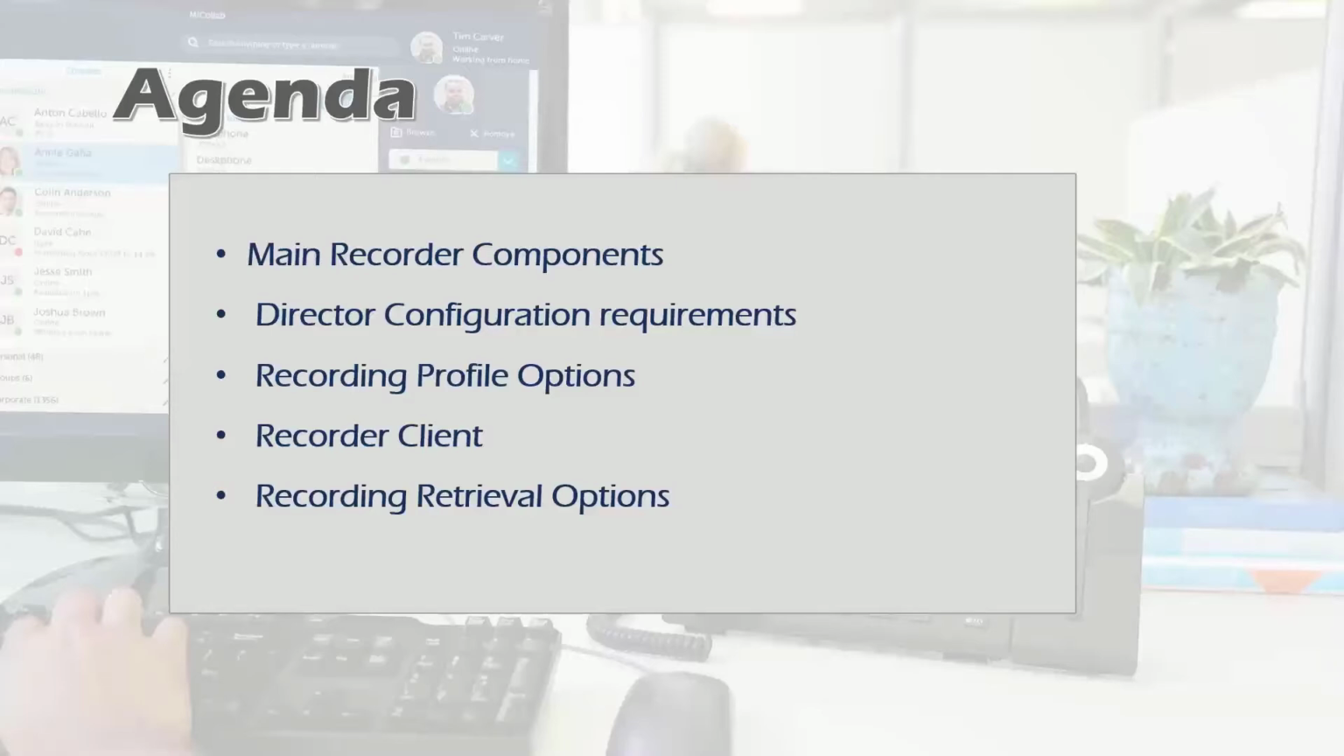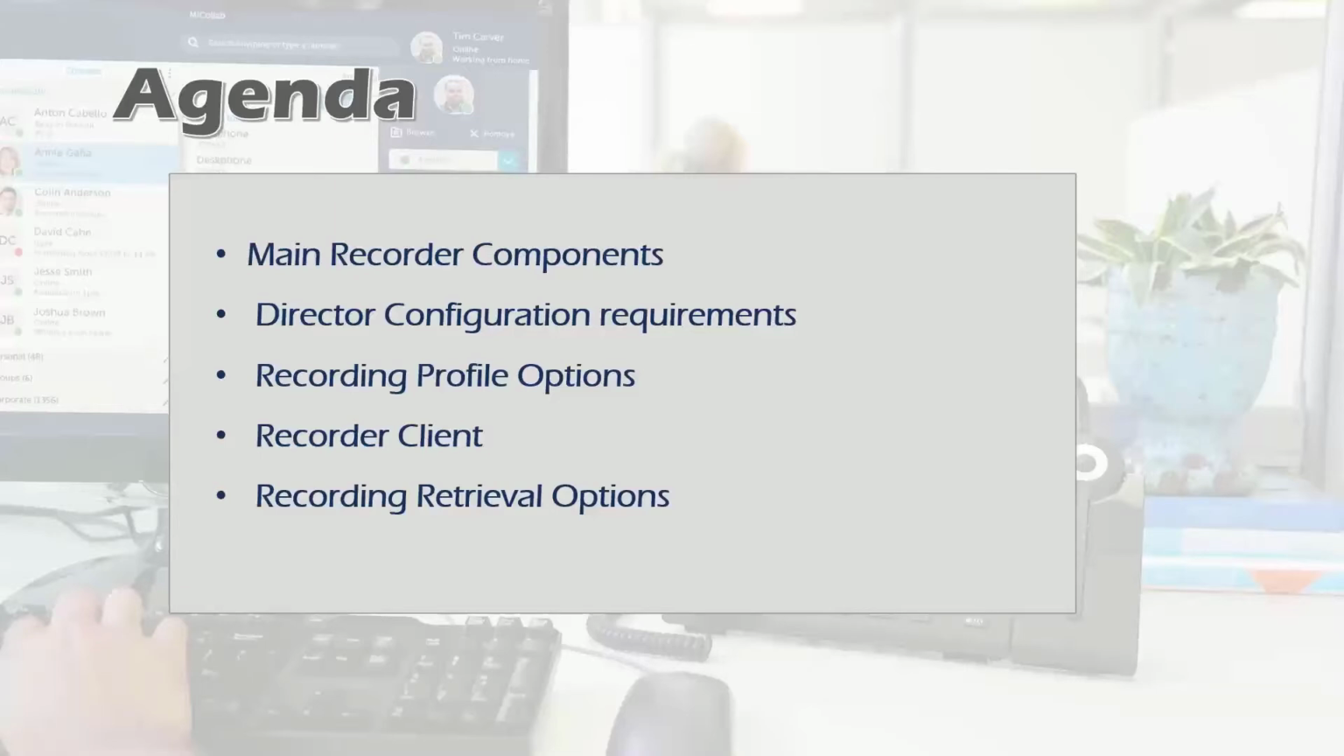So those are the 4 components: the main call recording service, the admin tool. Those are both required, and then the 2 optional components are the Call Recorder Player and the Call Recorder Desktop Client. Director configuration requirements. I'm going to get in and show you in Director some of the settings that you need to have in place to get the call recorder working. The call recording profile options. Those are how you actually designate which calls you'd like to record, who can view them, and how to save them. Of course, the Call Recorder Client we mentioned, and the call recording retrieval options. There's the built-in player, and then there's a couple other tools that I'm going to show you.